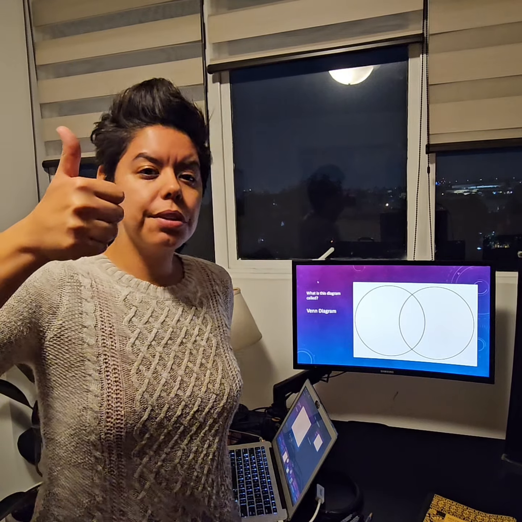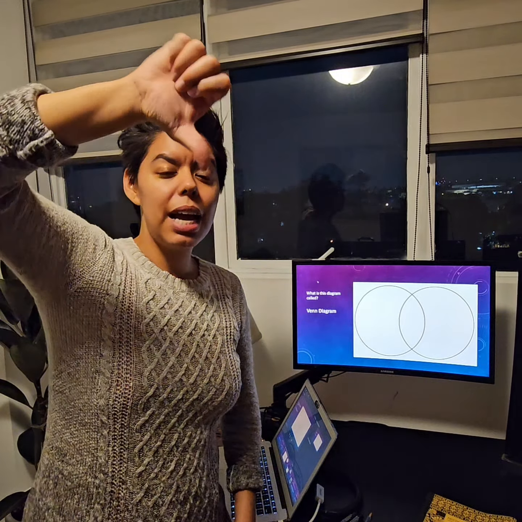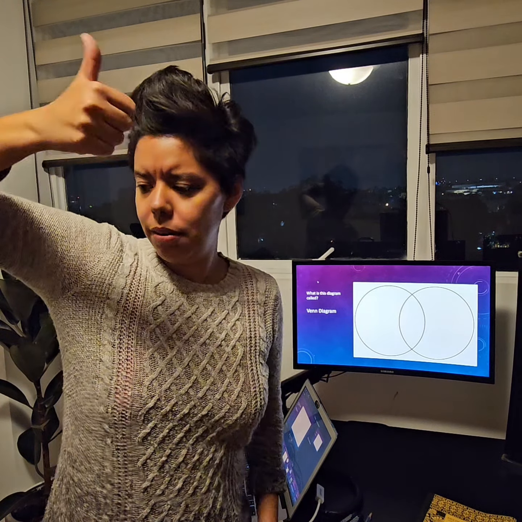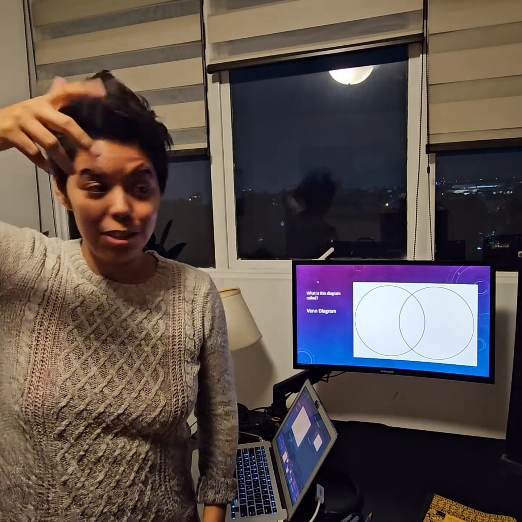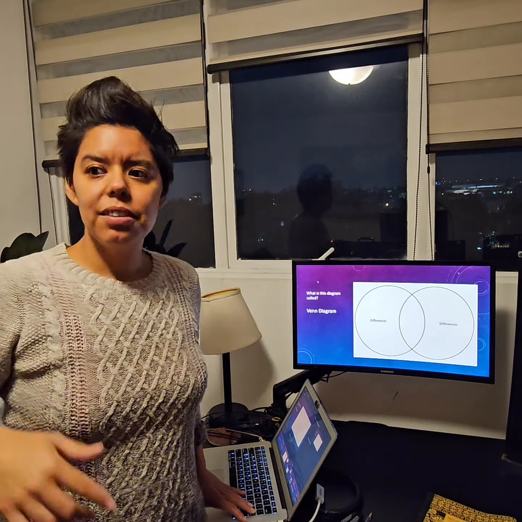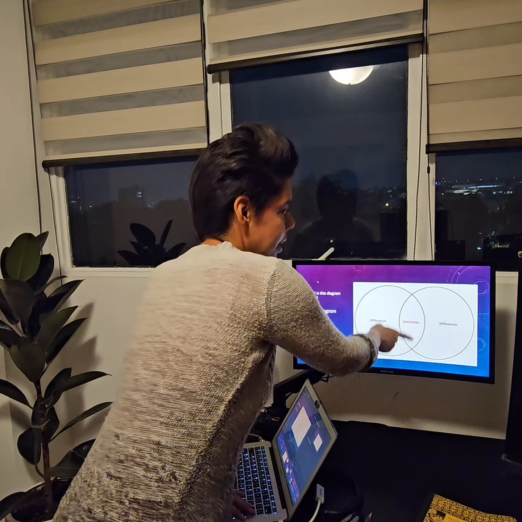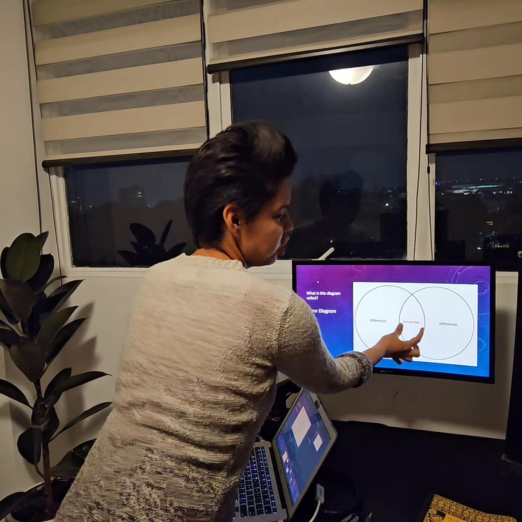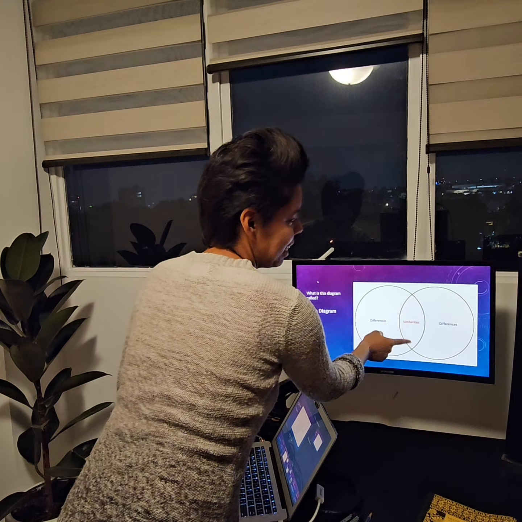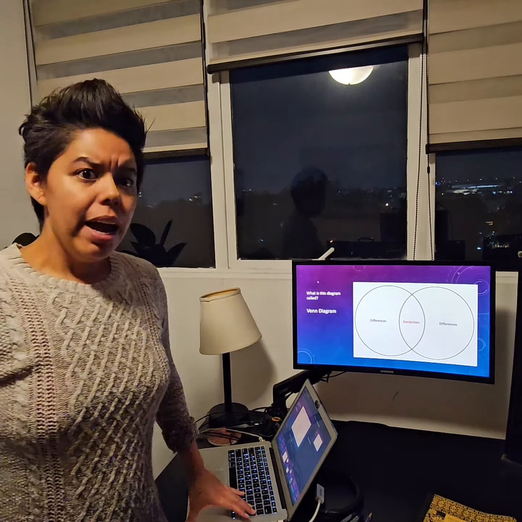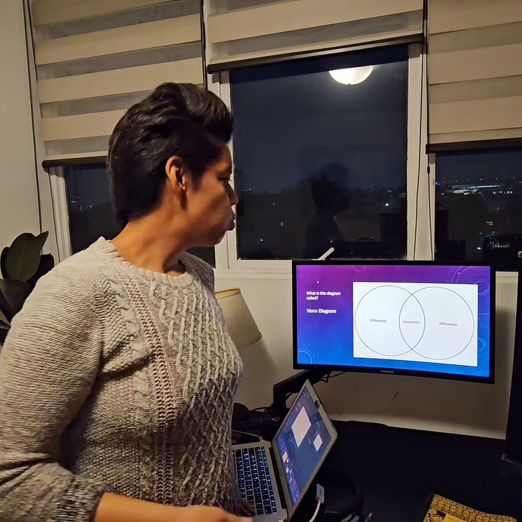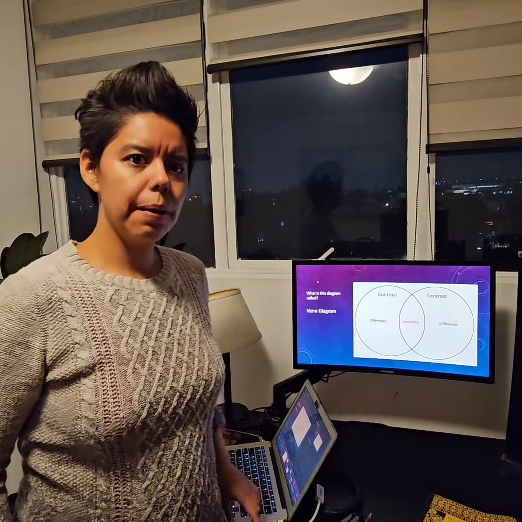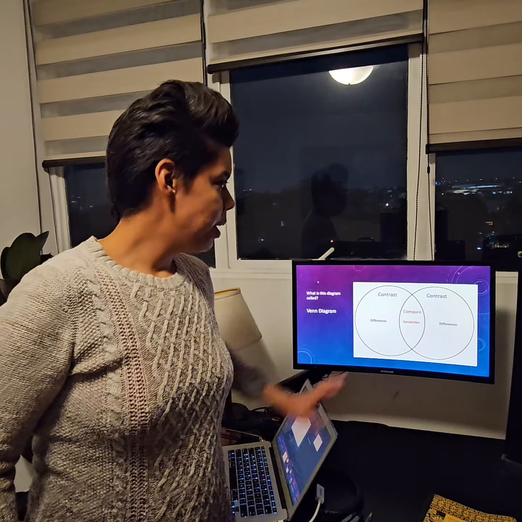Thumbs up if you think the differences are going to be on the sides. Thumbs down if you think the differences are going to be in the middle. Show me. Okay. Well, let's see if you're right. Yeah, the differences are going to be on the sides, right? So that means the similarities are where the circles overlap. They share that space. They share similarities. That's where you're going to write that down. Perfect. And just to repeat again, to really drill it into our minds, differences are when we contrast, and similarities are when we compare.